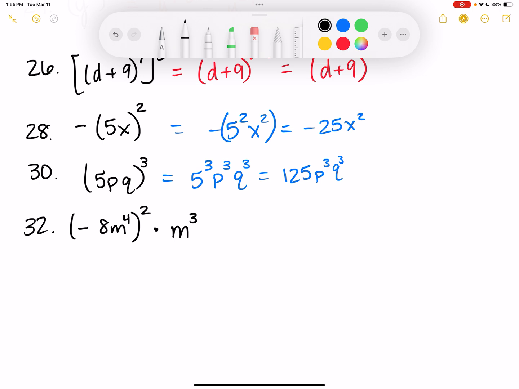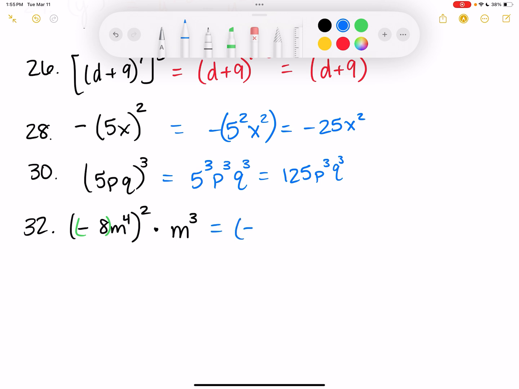there are 2 different ways we can approach this problem. I can look at the negative by itself, the 8 by itself, and the m to the 4th by itself. Or I can add in my own set of parentheses here and treat that as negative 8, which is what I typically would do. Now, ignore this times m cubed over here. What would you do if all we had was this piece right here? How would we write it?